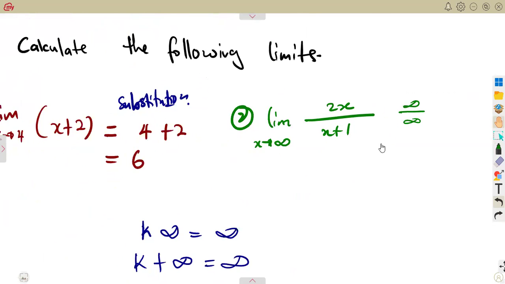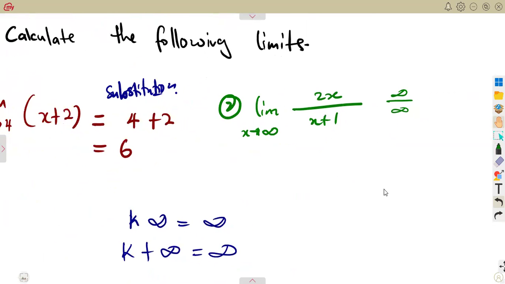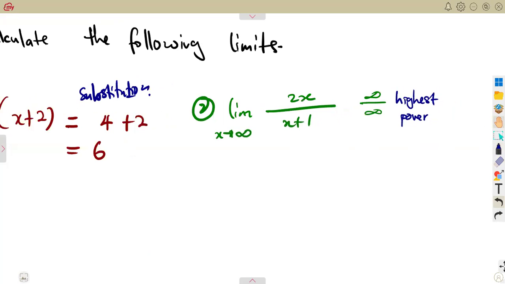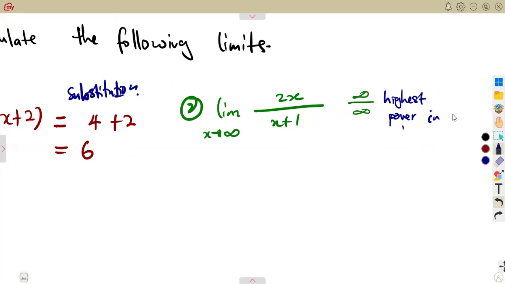But you're not going to leave this by saying, this is undefined. No. You have seen that you're obtaining infinity over infinity like this. This is what you're going to do. You look for the term in the denominator that has got the highest power or the highest exponent. Then you divide by that.